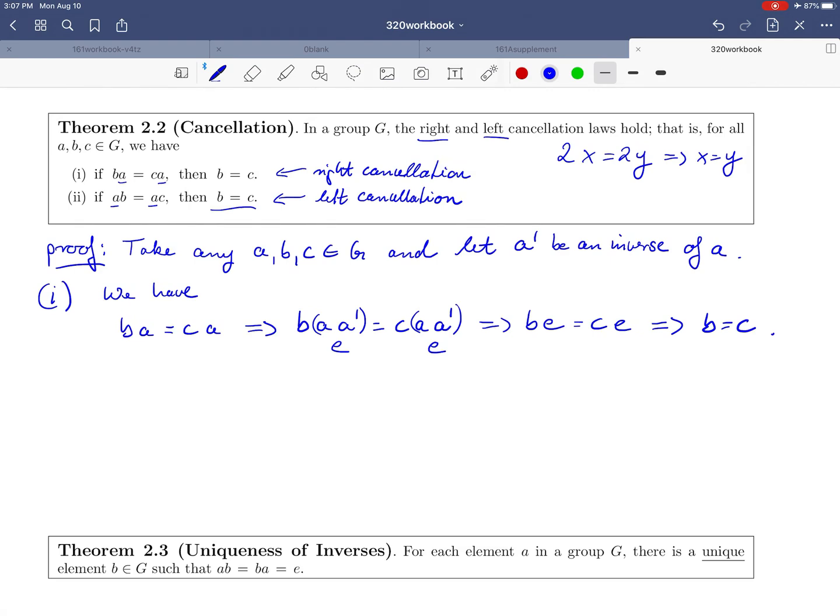So it's a super short proof. Part ii is very similar, and you try it.